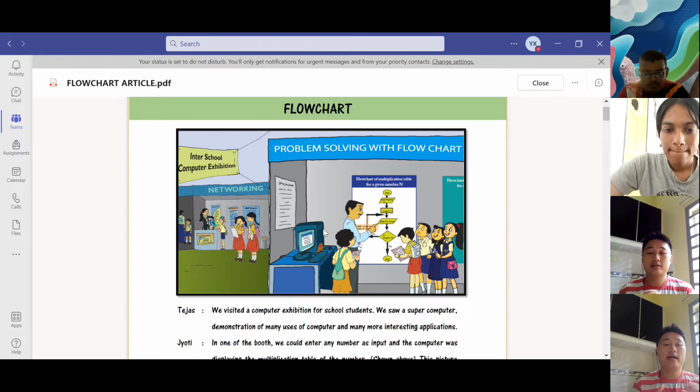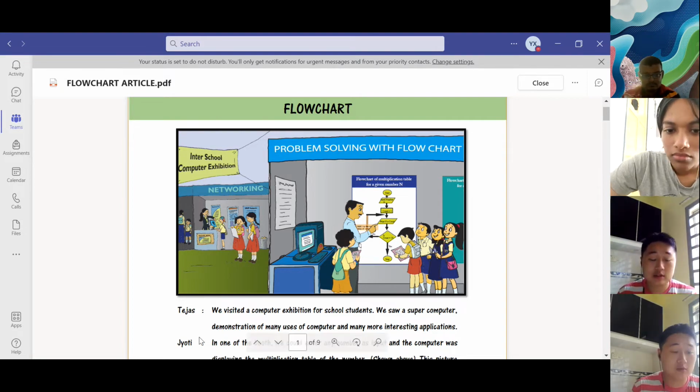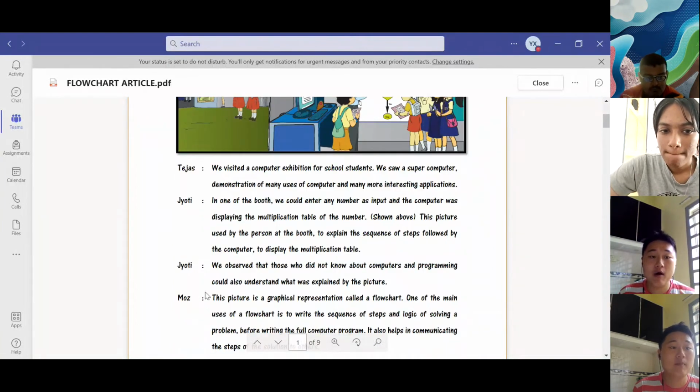As of right now, we are doing a role play exercise about this dialogue, and we are going to elaborate the concepts, the usage of the flowchart. Tejas is played by Adrian, Jyoti is played by Vipa, and I, Sam, will play Moss. So here we are. We're starting now.